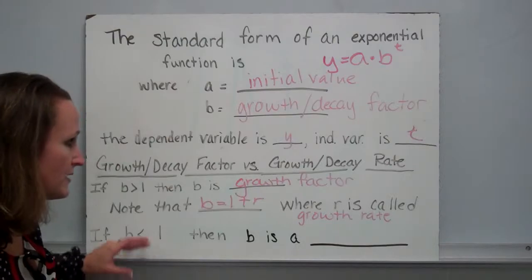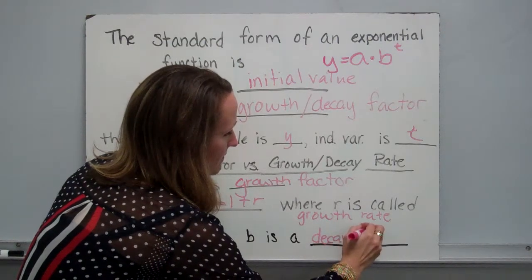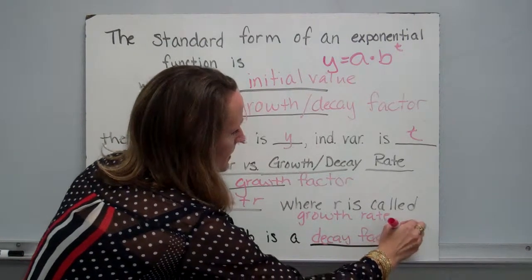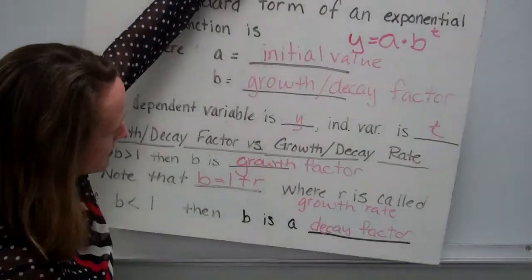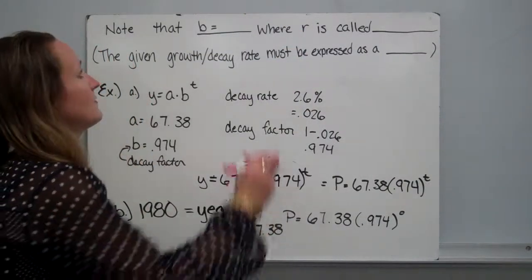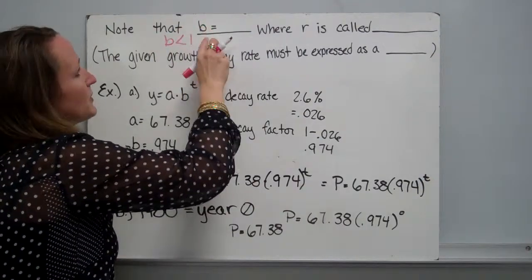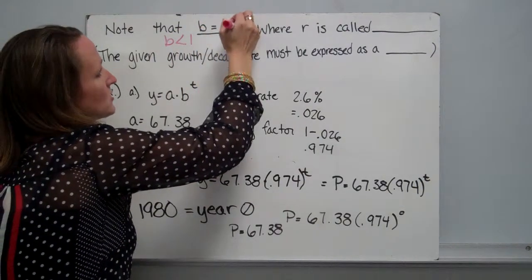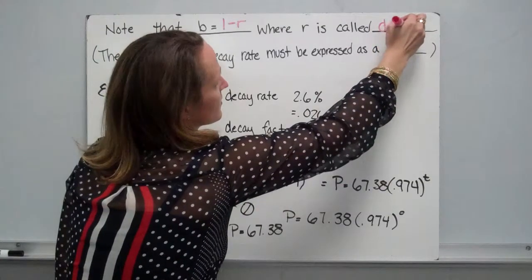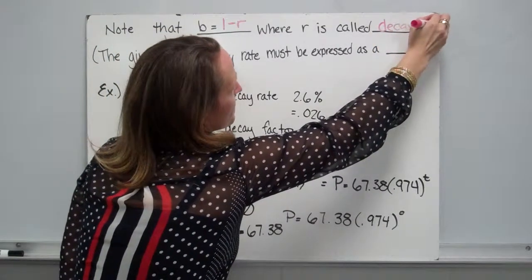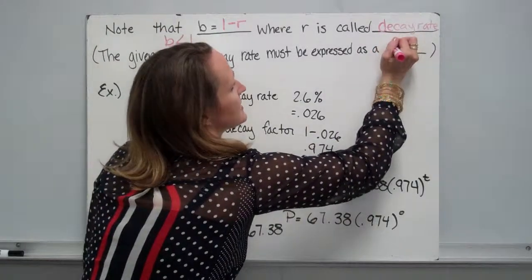Consequently, if b is less than 1, then b is known as a decay factor. And as an inverse to what we just said, when b is less than 1, then we would say b equals 1 minus r, and in this case r is called a decay rate. Please note that the given growth or decay rate must be expressed as a decimal.